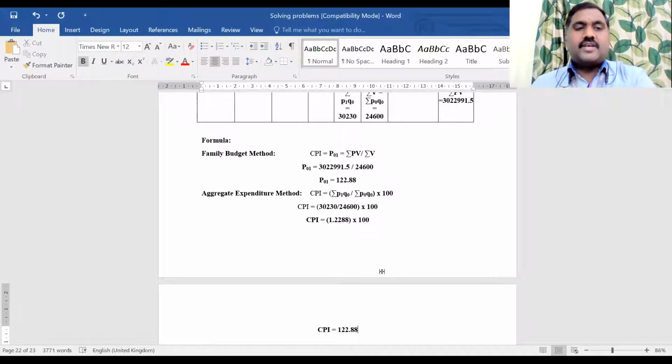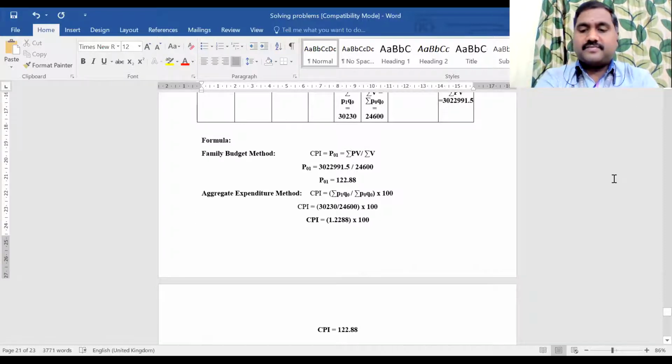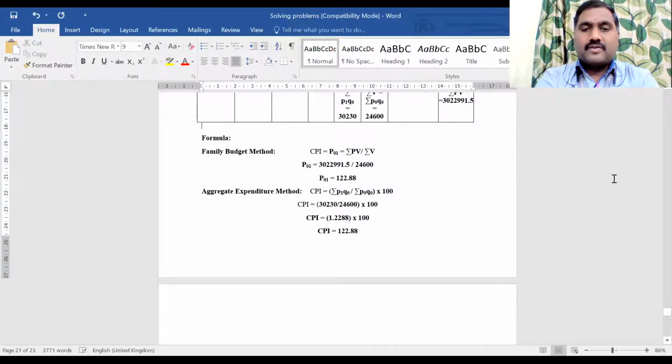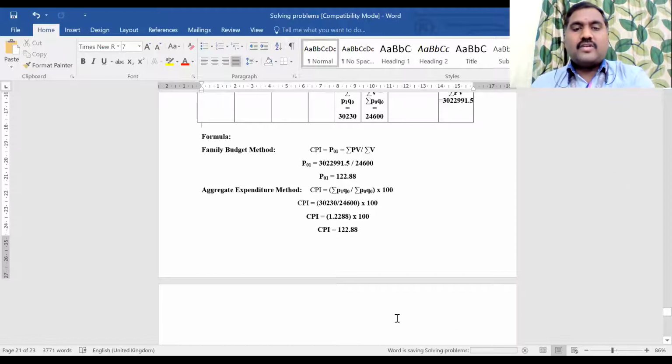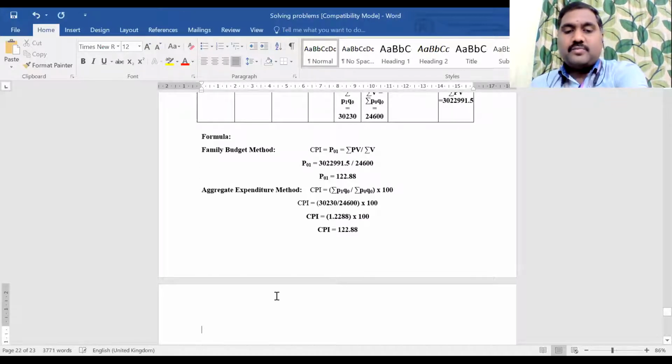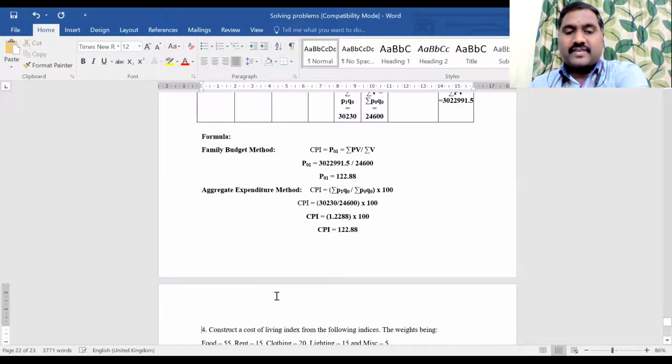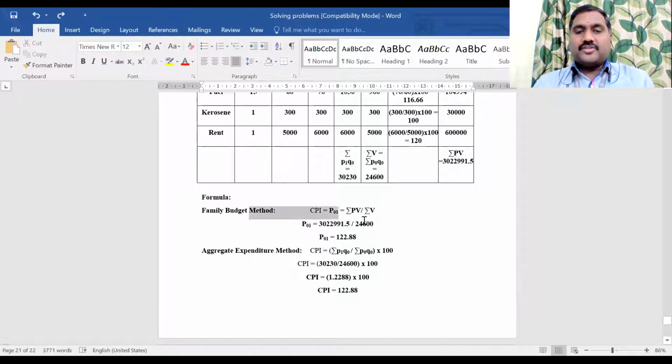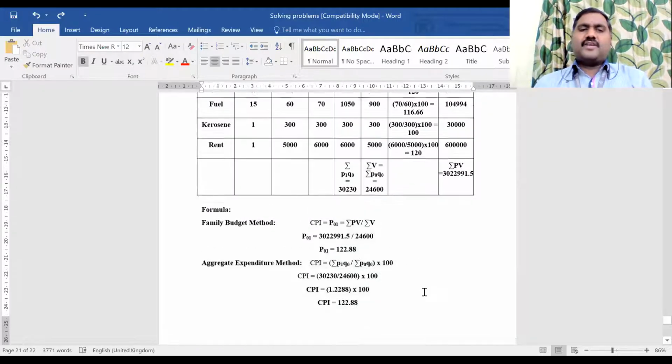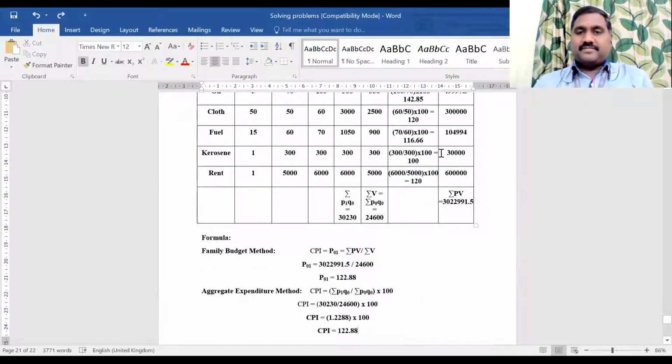122.88. Yes, so this is the answer. Okay, now we got the value, right? So we have calculated the cost of living, that is the consumer price index number, by using both the aggregate expenditure method and the family budget method. That's it. Only this part is taking time.